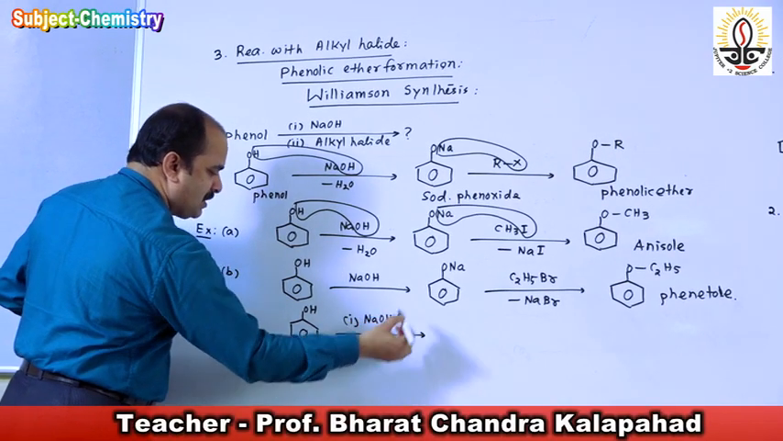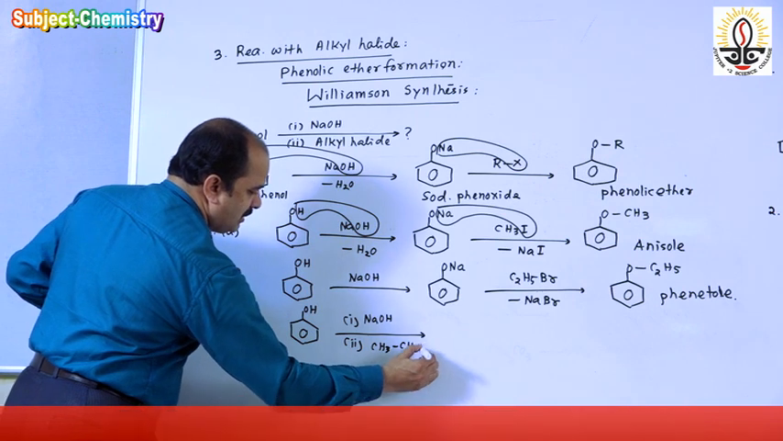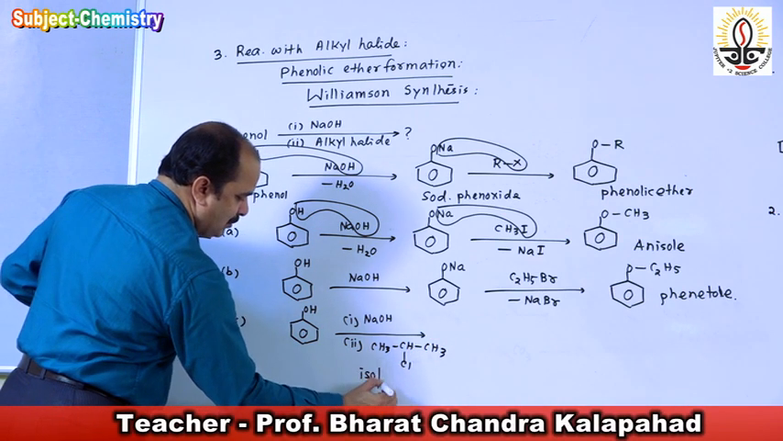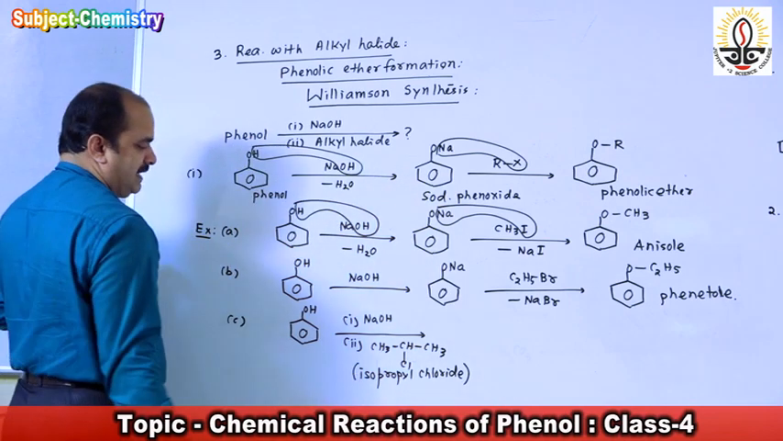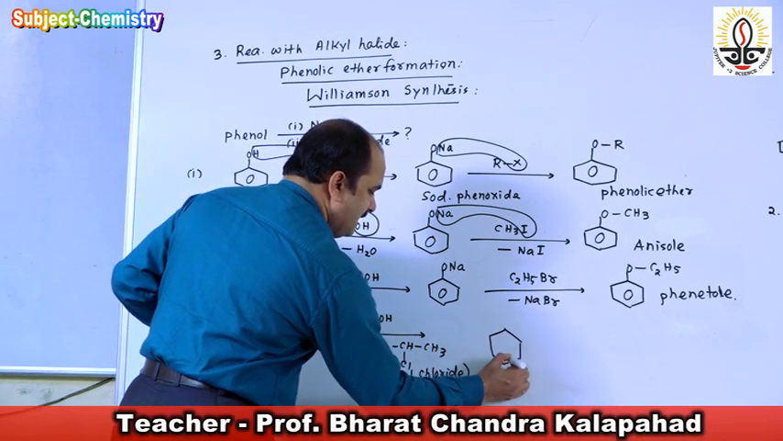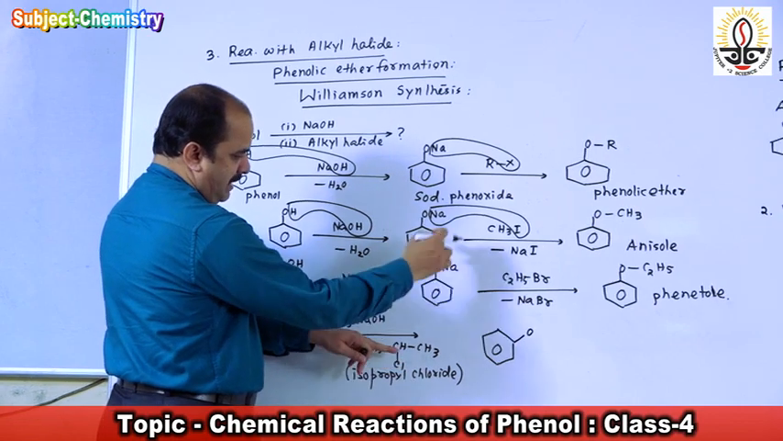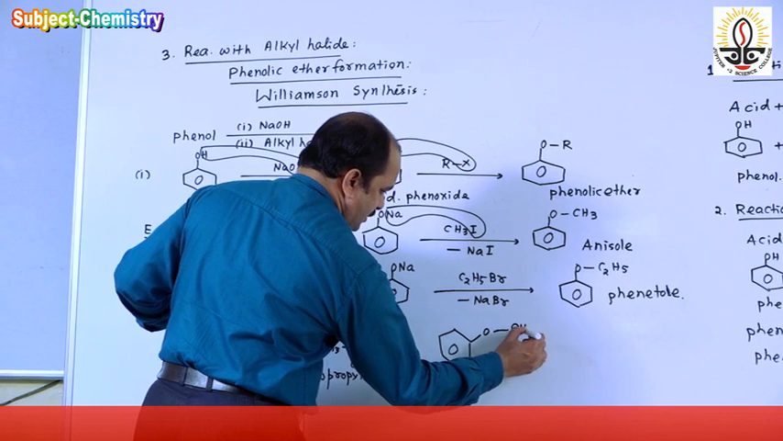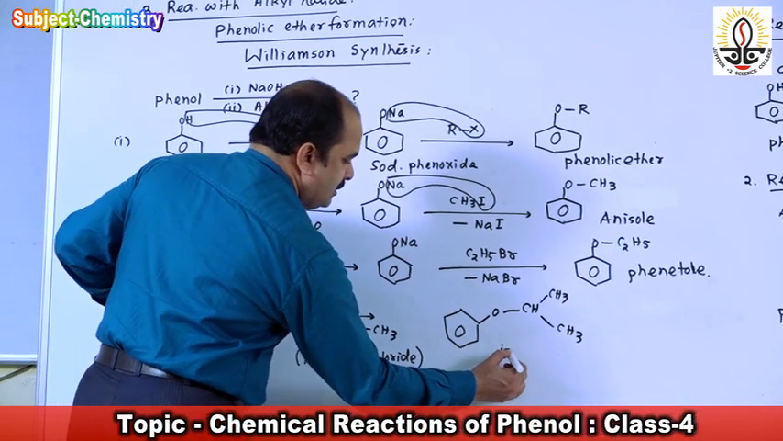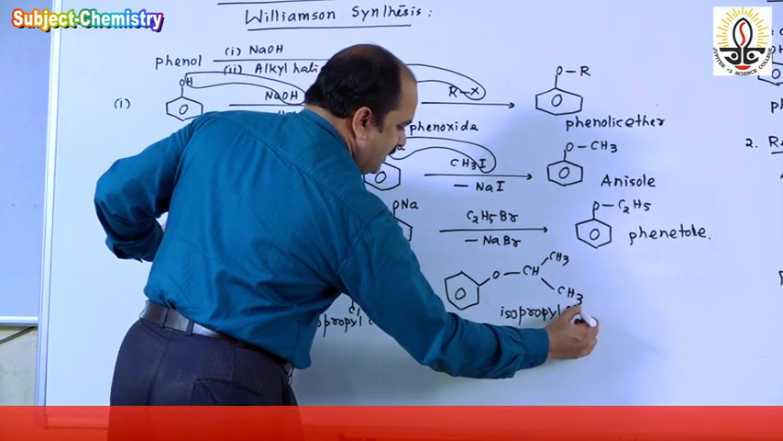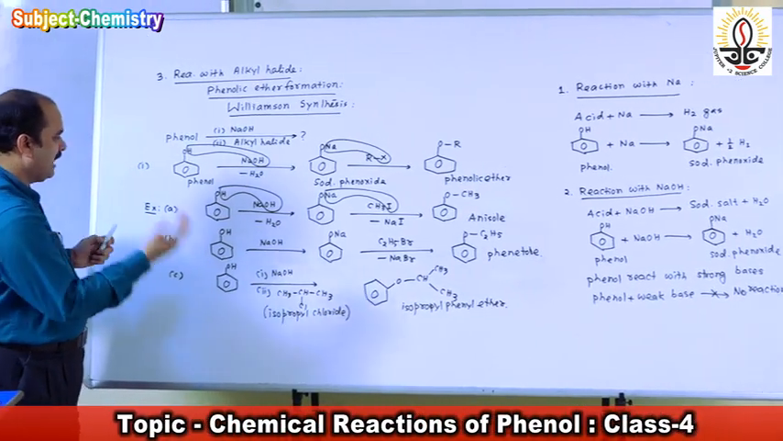Similarly, we can add a new reaction: phenol reacts with NaOH, and the product formed reacts with isopropyl chloride, CH3CHClCH3. NaCl is the byproduct, so the product is a phenyl ring with OCH(CH3)2, isopropyl phenyl ether. On the basis of this reaction, I will give you some homeworks.